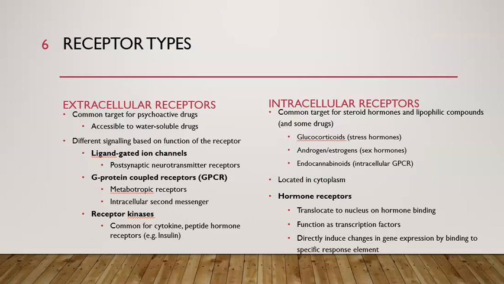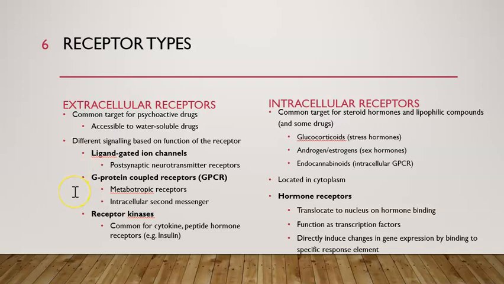We, of course, have those receptor types, and there's more information about them. Those extracellular receptors are very common for psychoactive drugs. There are different signalings based on the function. So we've got ligand-gated ion channels. These are very simple. Ligand binds, channel opens. Boom, bang, done. Great. These are almost always on the postsynaptic neuron.